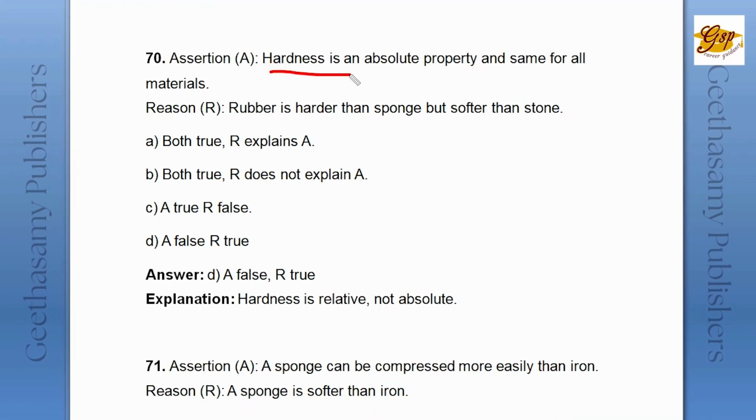70th question. Assertion: Hardness is an absolute property and the same for all materials. Reason: Rubber is harder than sponge but softer than stone. So both are true and R explains A; both are true and R does not explain A; A is true, R is false; A is false, R is true. The correct answer is D, A false, R true. Hardness is relative, it is not absolute. It's very, very important.